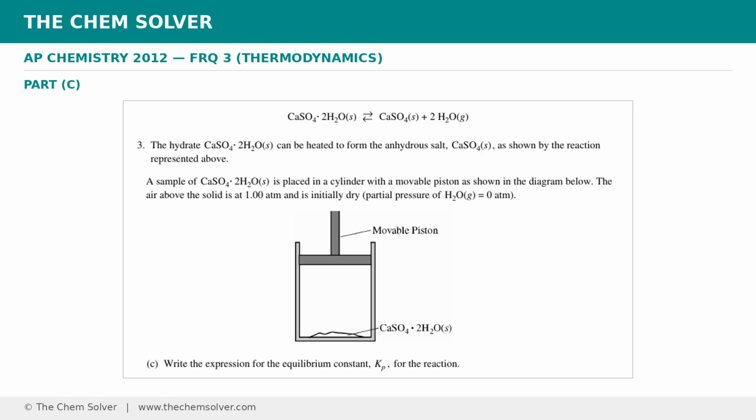A sample of CaSO₄·2H₂O is placed in a cylinder with a movable piston as shown in the diagram below. The air above the solid is at 1.00 atmospheres and is initially dry. The partial pressure of H₂O equals 0 atmospheres. Visual. C. Write the expression for the equilibrium constant, Kp, for the reaction.